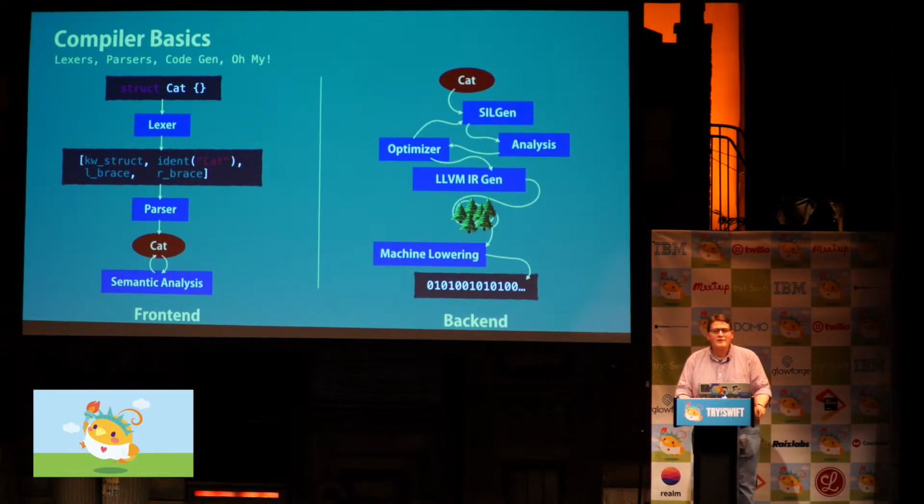To quote Scott Owens from the ICFP 2017, a compiler is just a big function that takes a string and returns a big int.